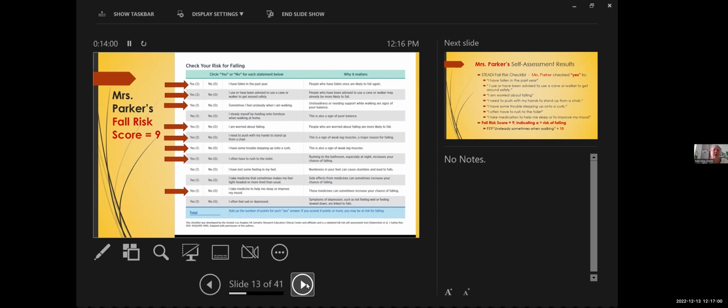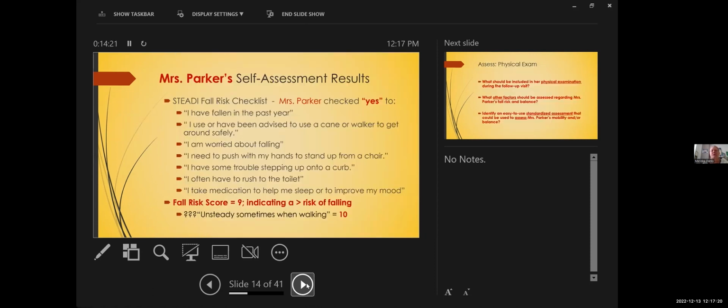Notice that the top 2 questions, it's kind of small, but I have it bigger on the next slide. If they check yes, they get 2 points, and the rest are 1 point. So looking through the form, Mrs. Parker scored a 9. So that would put her at a greater risk. And this shows what she's put yes for.